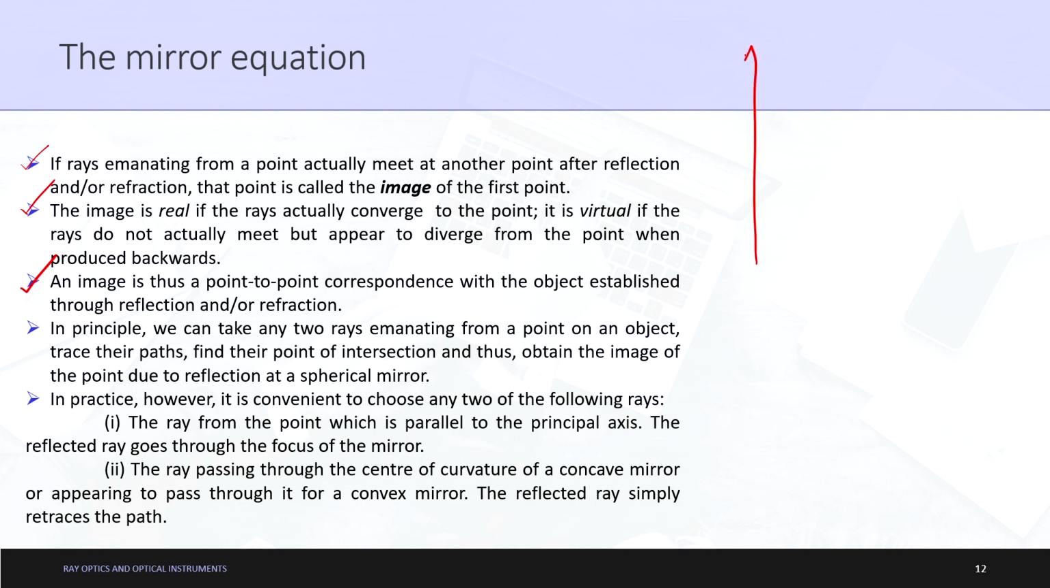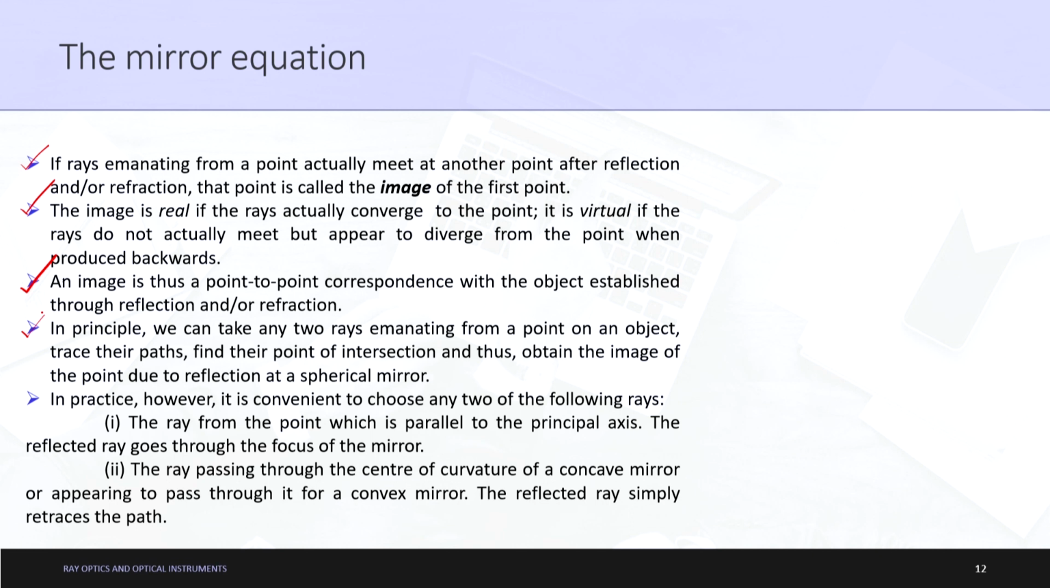So if the image height is like this, every point on the mirror is being incident at, and then an image is being formed like this. Okay. So in principle we can take any two rays emanating from a point on an object, trace their paths, find their point of intersection, and thus obtain the image of the point due to reflection at a spherical mirror.